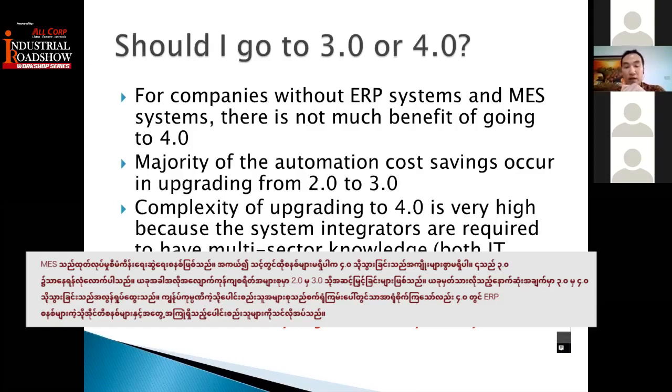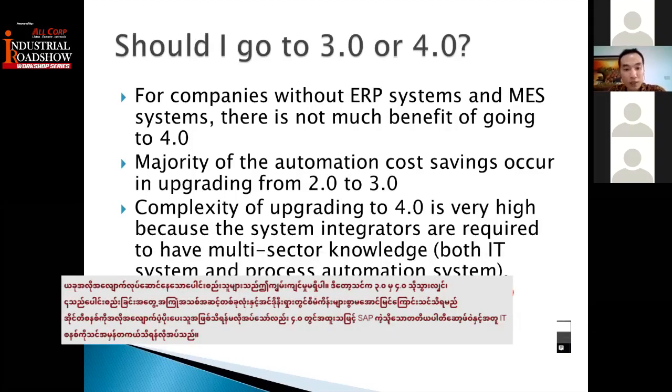Now, the final thing that I want to note is that going from 3 to 4.0 is very complex because most integrators like my company, we only focus on the plant floor. But in 4.0, you need integrators who are very experienced with IT systems, like ERP systems, like SAP, for example. Now, most integrators who are doing automation do not have this expertise.